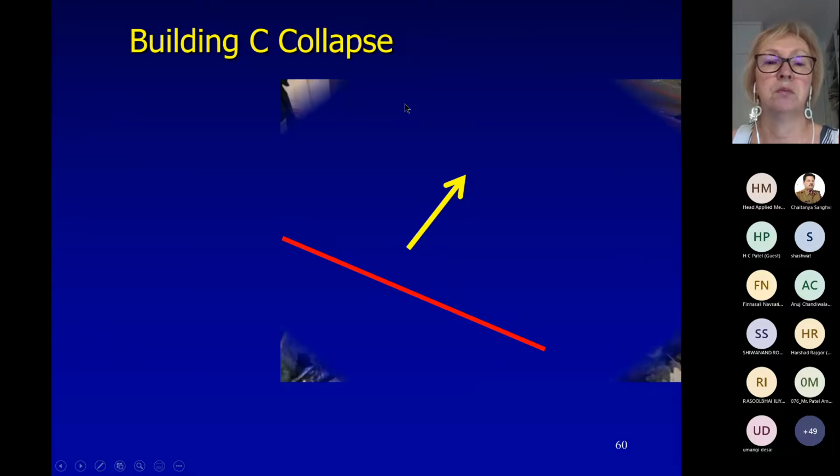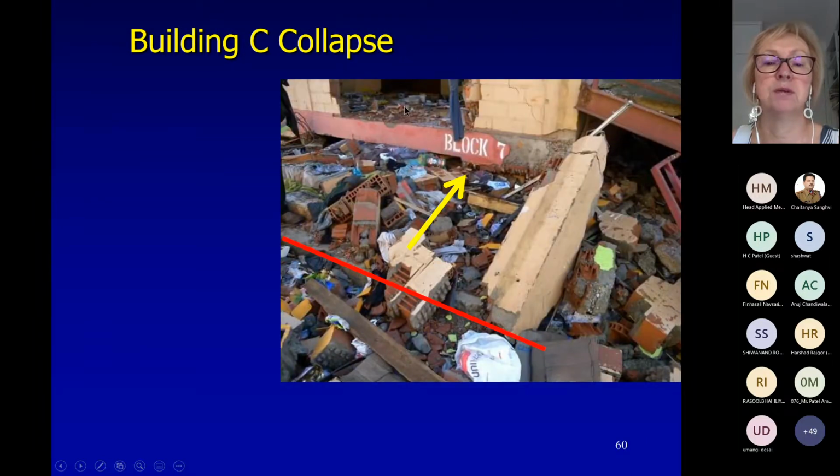So the building C collapsed. It collapsed. This is the building C tie beam. It says block 7. That is a tie beam at the top of the first floor. It collapsed and it moved in this direction of the yellow arrow. So original location of the base of the building was this red line. So it moved by about 1 meter in collapsing.